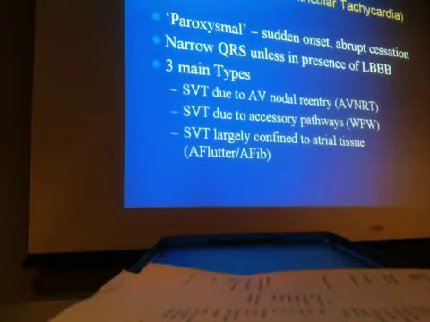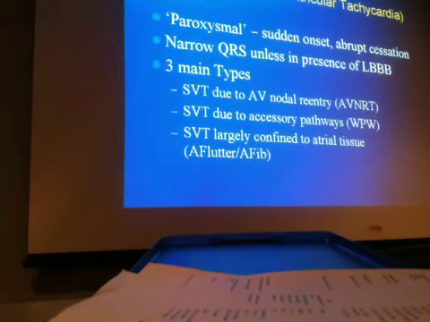All right? So, talk a little bit more about SVT. The P stands for paroxysmal, comes on sudden, goes away suddenly. Okay? And patients will say, oh my God, it just like started, literally just like that. And it can stop just like that. All right? And you have that narrow QRS. Okay? Unless you have a bundle branch block. You'll see that in the bundle branch blocks. Because anything happening below the AV node, your QRS starts widening. Okay? So you know it's not happening in the atrium.